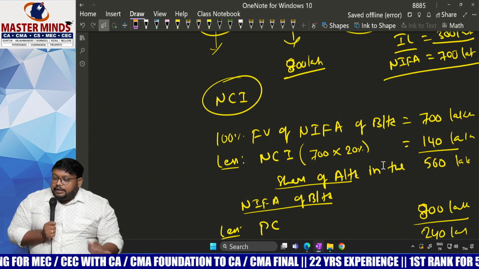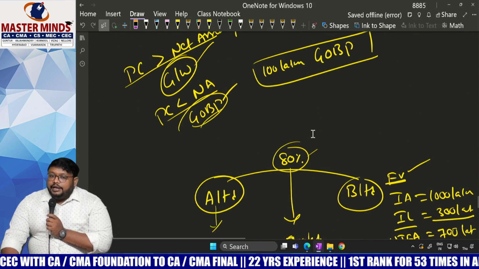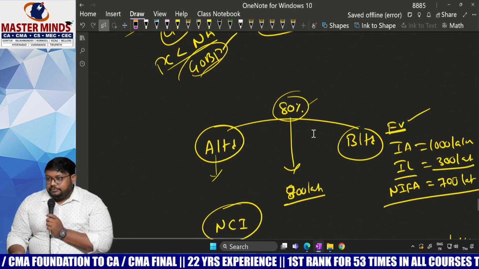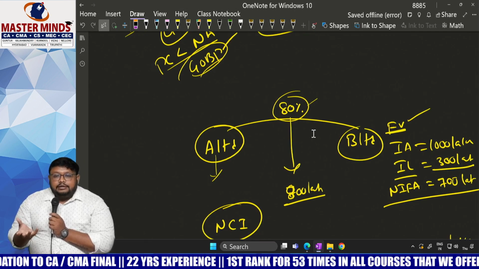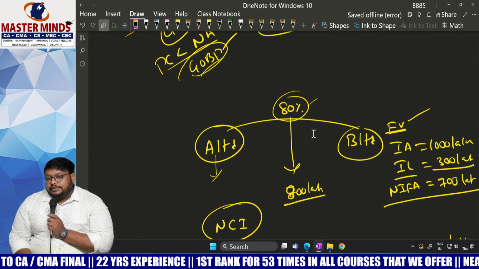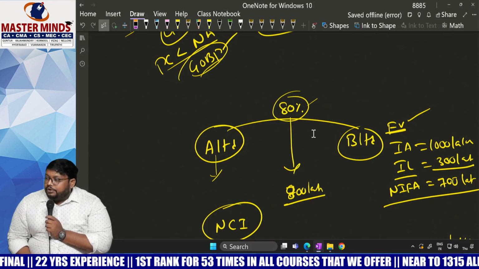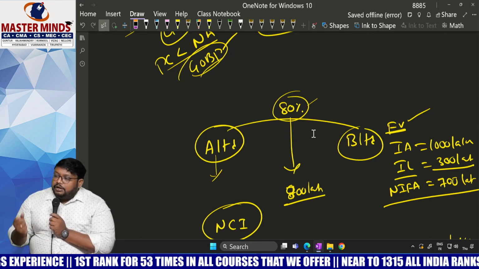I told you here, when it is 100% acquisition, there is no need of calculating non-controlling interest, because non-controlling interest is 0. When you are having 100% acquisition, there are no other persons to hold the shares. In such condition, entire 100% share belongs to us. There is no question of non-controlling interest.